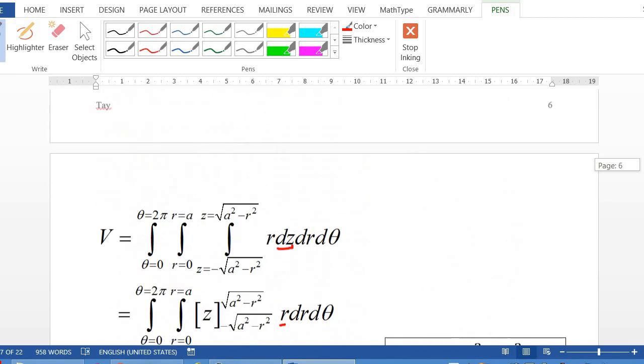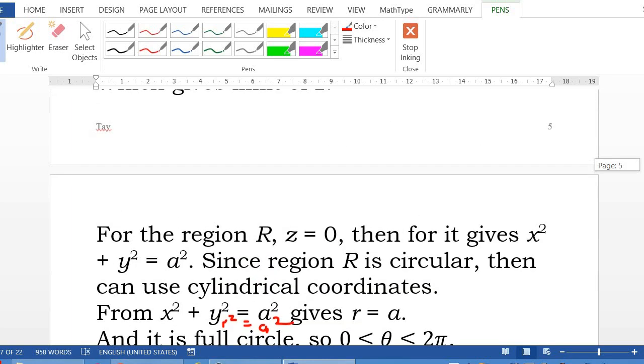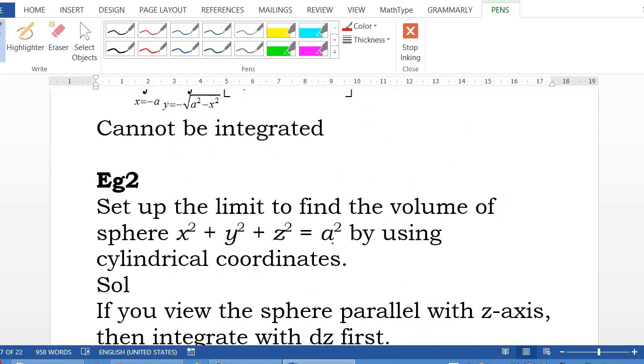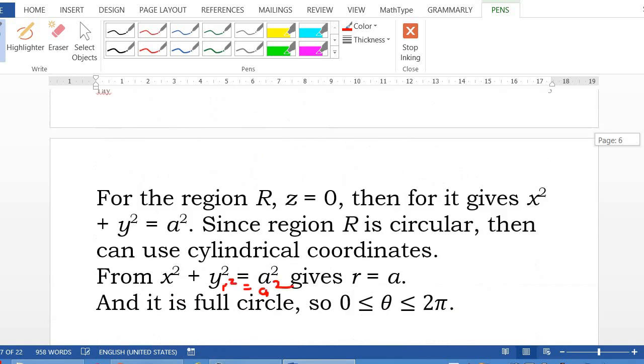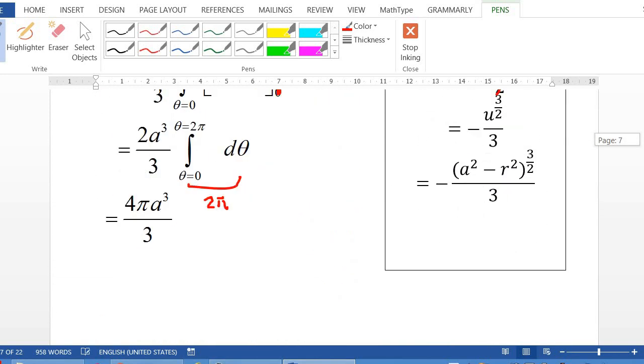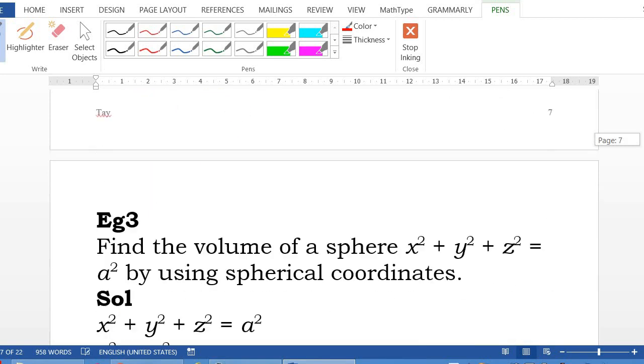4 pi r cubed over 3. In this question, the radius of the sphere is a. That's why you get 4 pi a cubed over 3. This is using cylindrical coordinates.